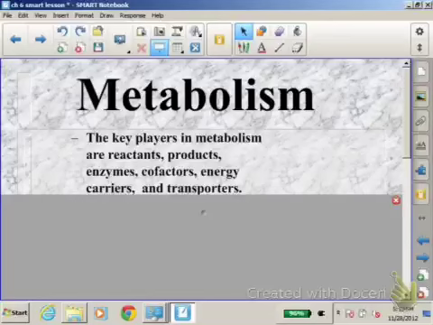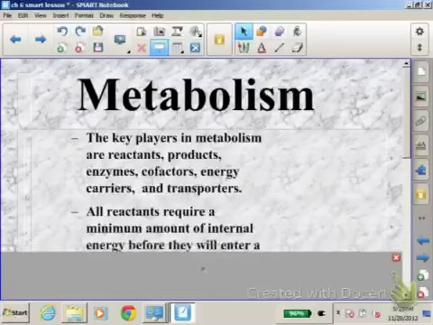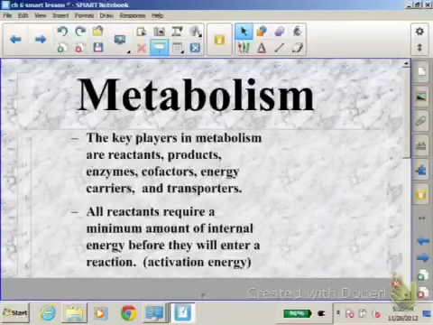Number 11 says, what is activation energy? It says all reactants require a minimum amount of internal energy before they will enter a reaction, or activation energy. So activation energy is really just the amount of energy that it takes to get a reaction started. The lower the activation energy, the easier it is for a reaction to occur. So the job of an enzyme and many other things is to lower the amount of activation energy that you need, because we want to make things easier instead of more difficult.